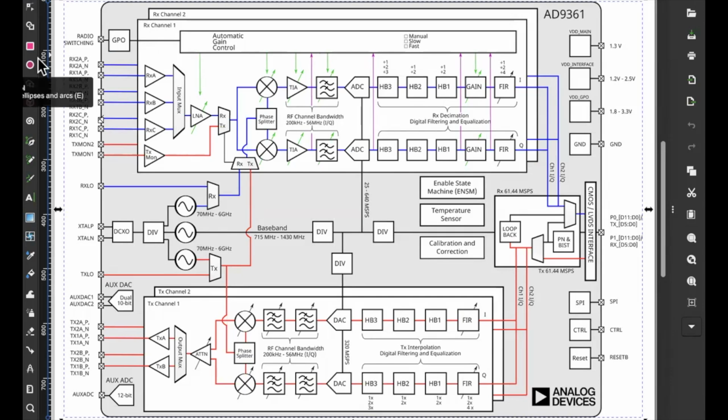Go ahead, Paul. I just wanted to show the block diagram of the 9361. Those HB1, HB2, HB3 filters exist in the transmitter and in the receiver. In the transmitter, they're interpolation, of course, and have filtering. In the receiver, they're filtering and then decimation. So that stuff's all built in. There's an FIR to take care of the front end filtering, all built in. So that's the thing I was talking about.